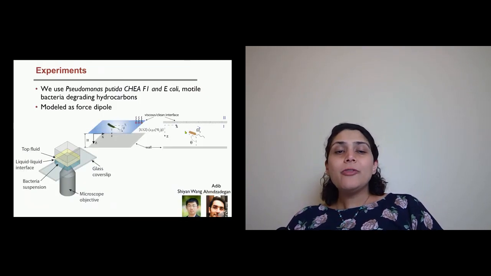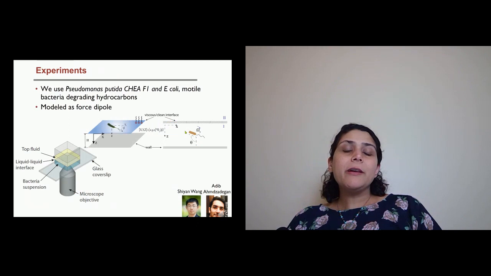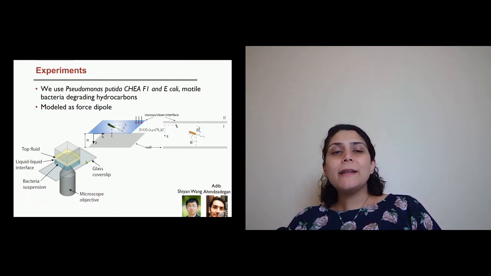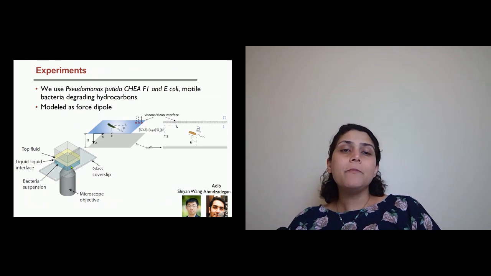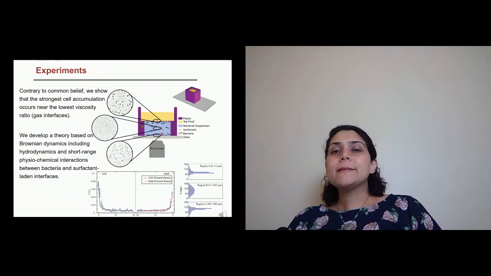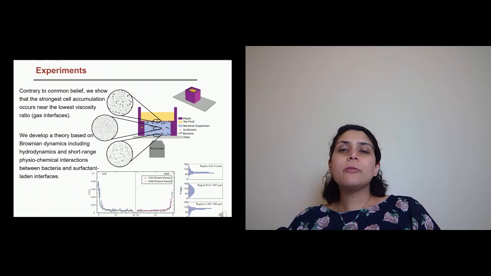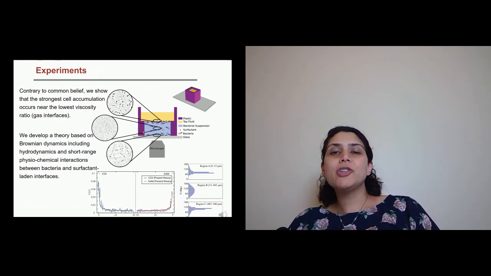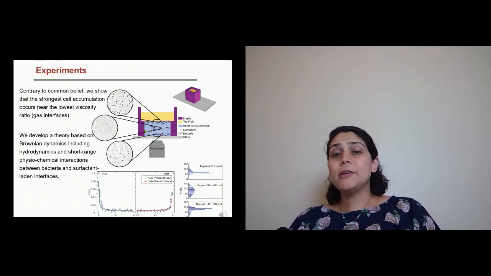So in the experiments, rather than looking at bacteria motion near an oil droplet, we did a flat interface. We had a glass slide on the bottom. We had either a liquid or gas-liquid interface, and we looked at a culture of bacteria like Pseudomonas putida as well as E. coli in the middle, and looked at their distribution. So we basically used the Z-scan of the microscope and counted the number of bacteria at each plane to see their distribution.